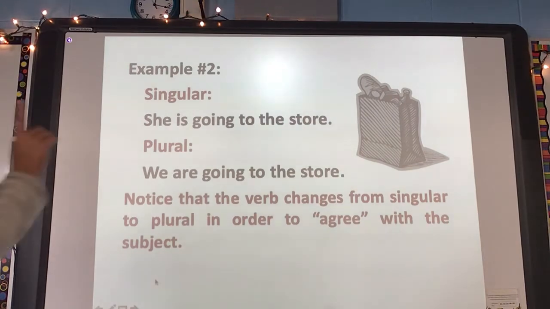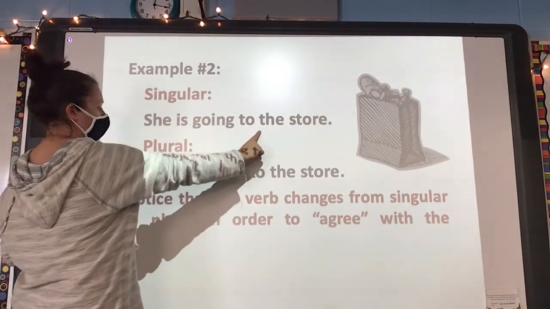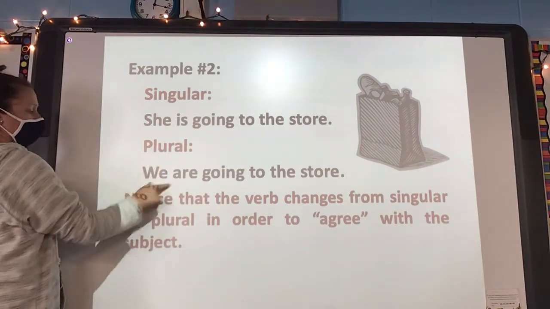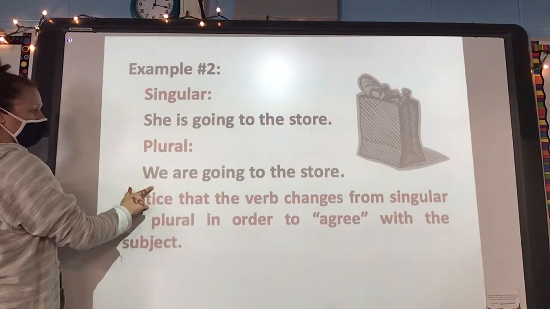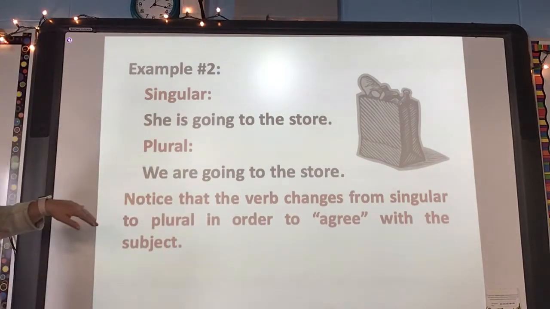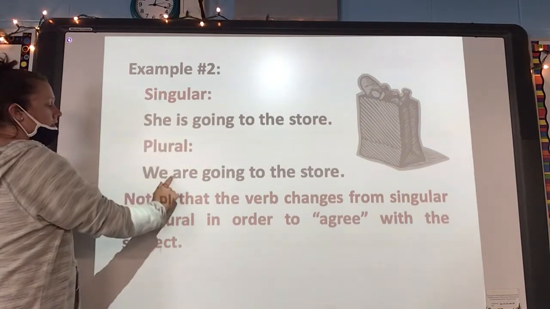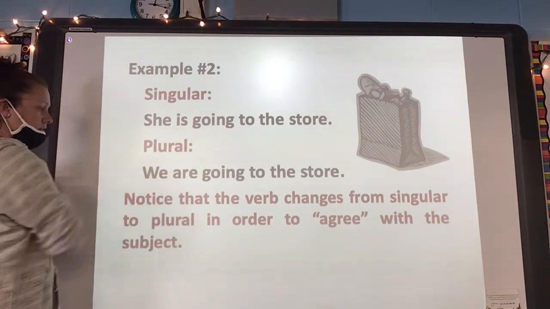Example 2, a singular subject, meaning she is going to the store. My plural subject, we, more than one person, are going to the store. Did my verb change? Did I add an S on that one? No. I didn't add an S, but look at, I have is versus are here. Okay?